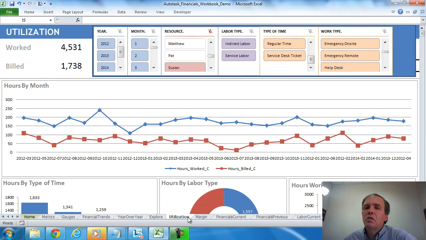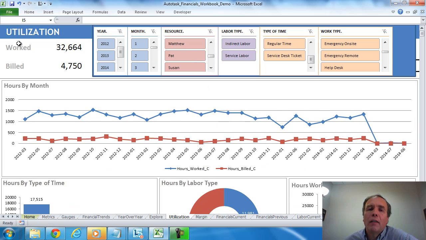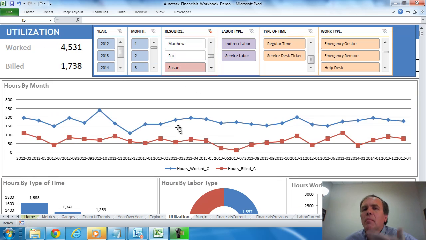The utilization screen is really focused on drilling into the overall business, but it's really about hours. This is all about where people are spending their time. And I can actually look at everyone in the company and see hours per month, or in this case, I may drill into one specific resource. And if I drill into one specific resource or one specific type of time, I can actually see what were the total number of hours that were worked.